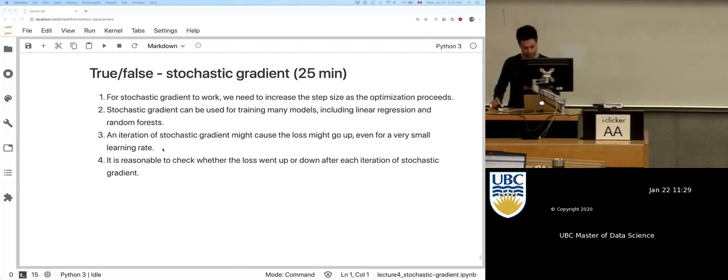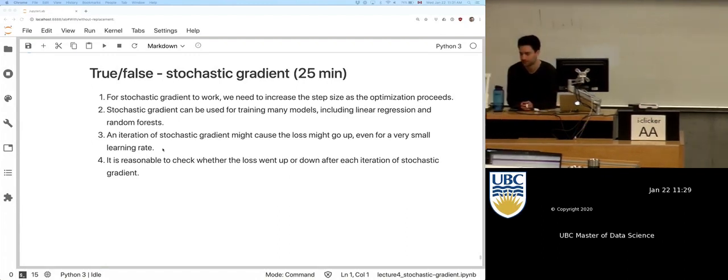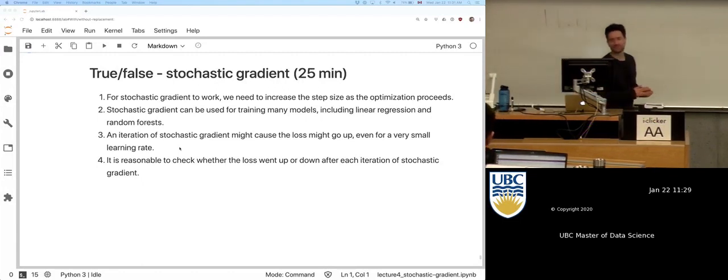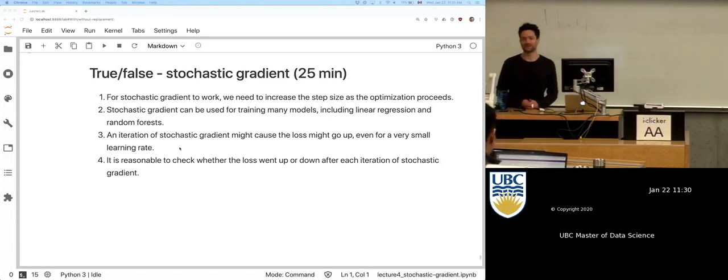So, true. Questions about this? Yes? If the statement had said an epoch, then it would have been false. Aha, if it said an epoch of stochastic gradient. So, even then, yikes. I'm not sure even then. It would probably go down after an entire epoch, but I'm not sure I can make that a guarantee. I'll have to think about that.